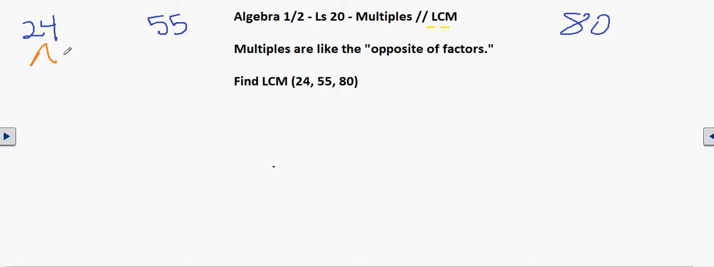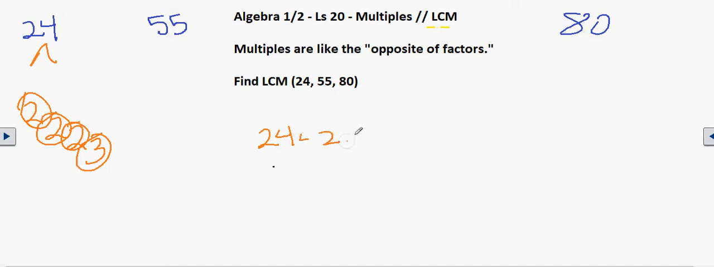24 is going to have the factors 2, 2, 2, and 3 if we just fast forward. So we list the factors of 24 as a list of prime factors. 2 times 2 times 2 times 3. This should be an equal sign.